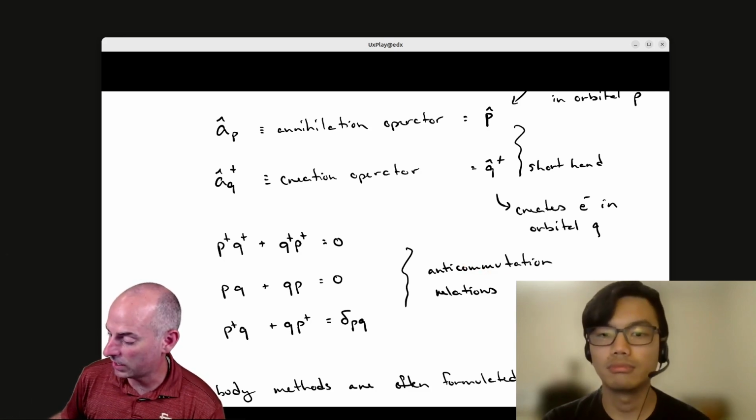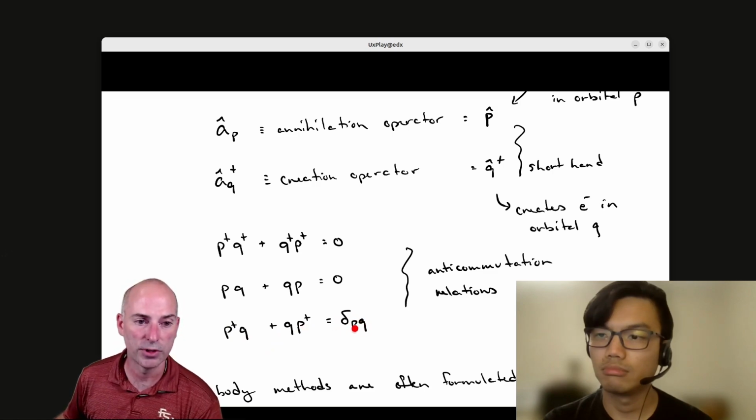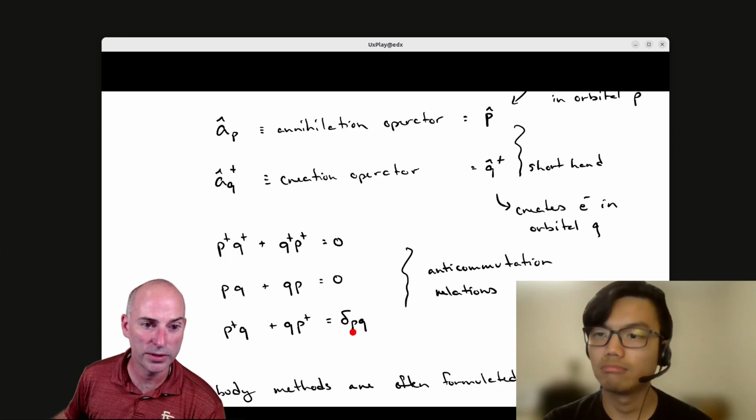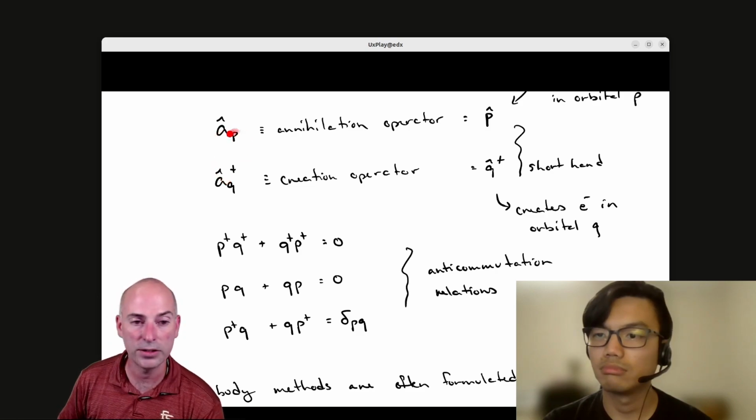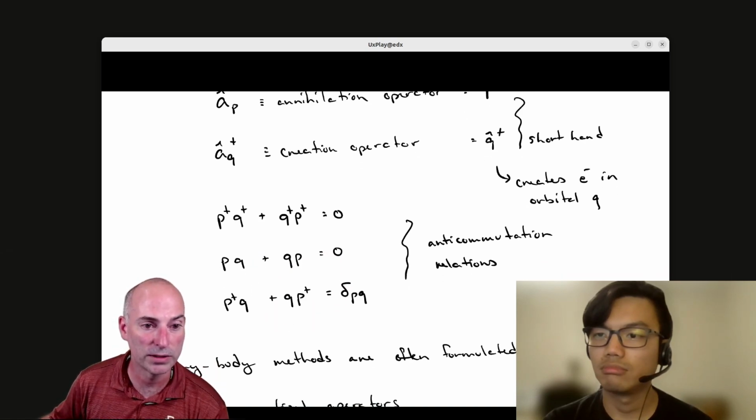Basically, they have these anti-commutation relations where if I sum the daggered operators in this way, they equal 0. If I sum the no-dagger operators in this way, they equal 0. And then the really important one, well, the non-trivial one, is that p dagger q plus q p dagger equals a delta function. This is a Kronecker delta function where it's 0 unless the labels p and q are the same as each other. And I should note these are creation and annihilation operators for fermions, like electrons. The anti-commutation relations are different for bosons.